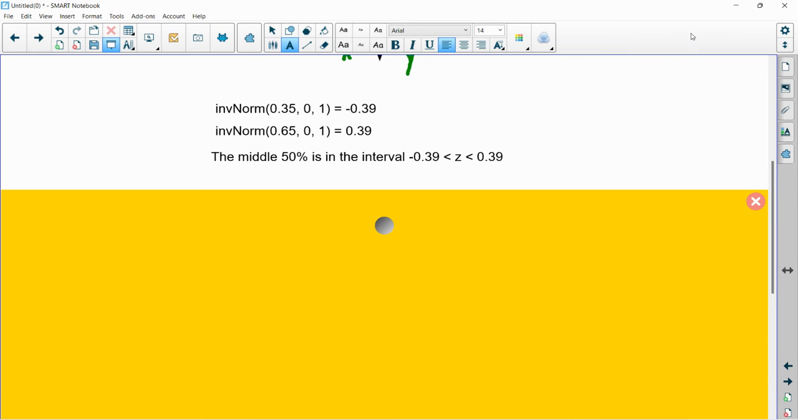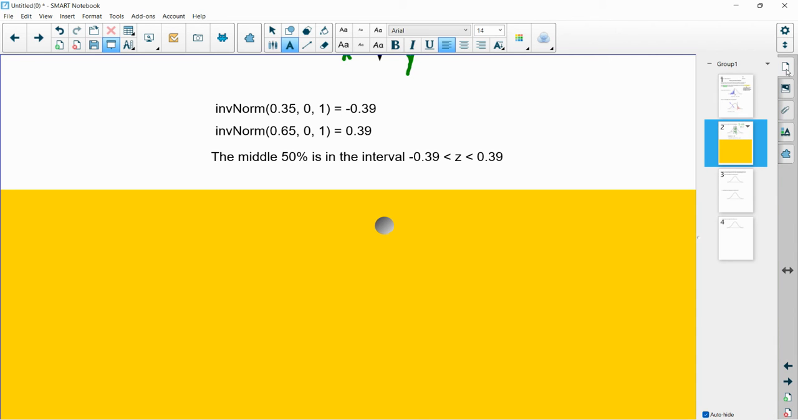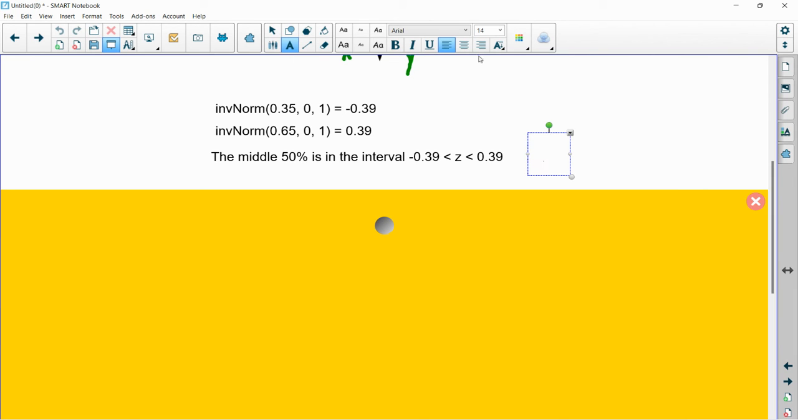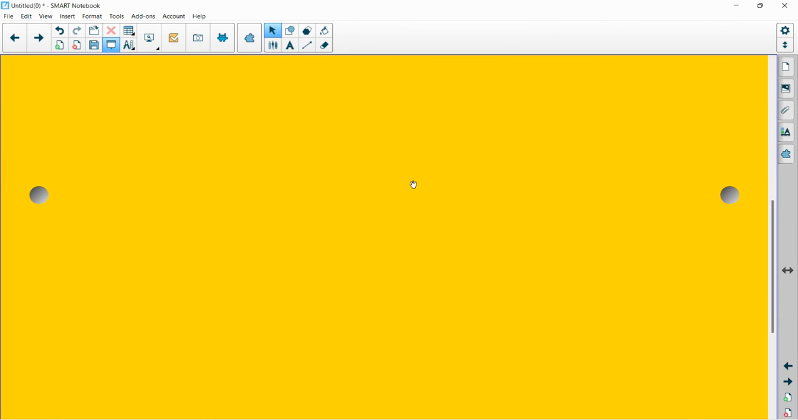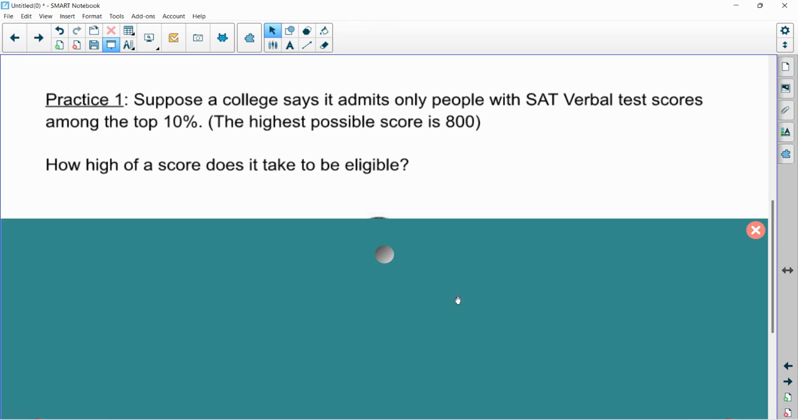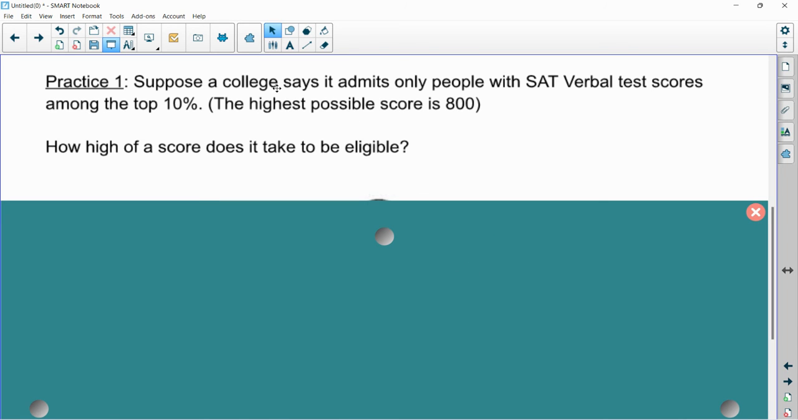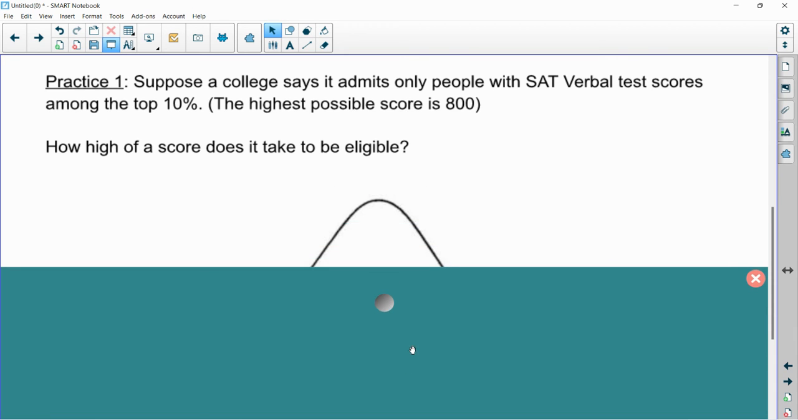Hopefully everybody's doing okay with this so far. All right, so we'll do one or two more together with you guys. There we go. Practice number one. Suppose a college says it admits only people with SAT verbal test scores among the top 10%. How high of a score does it take to be eligible?